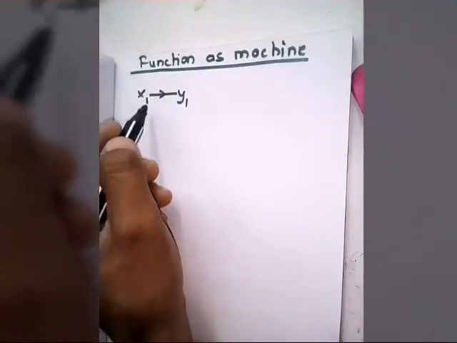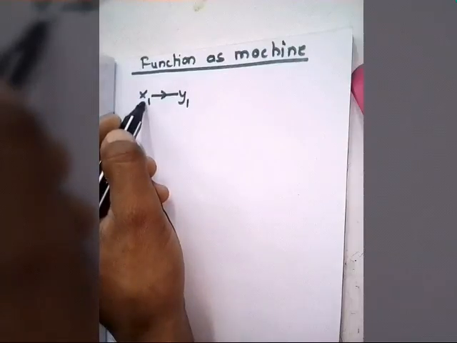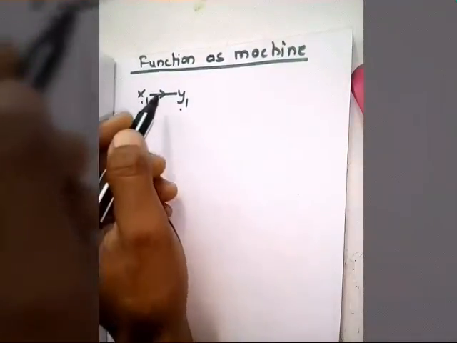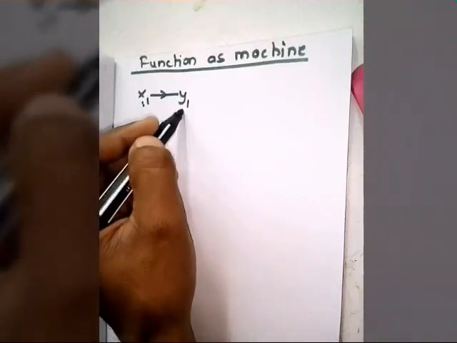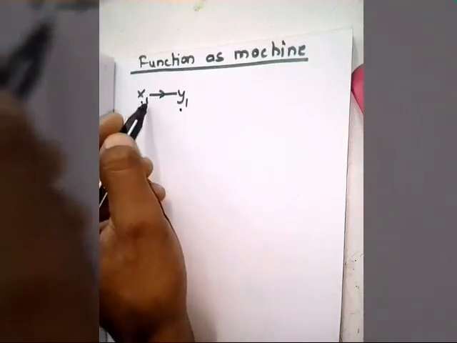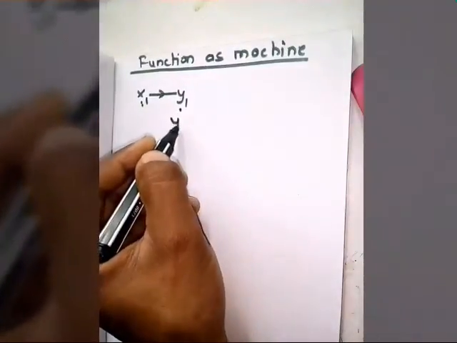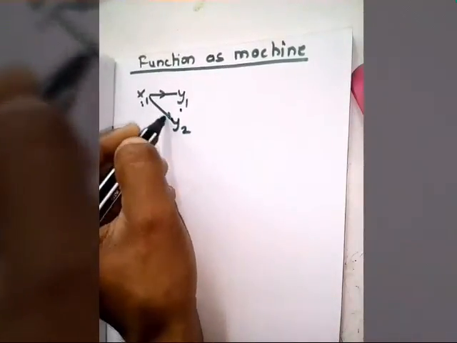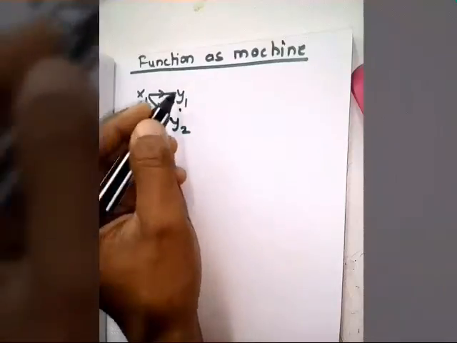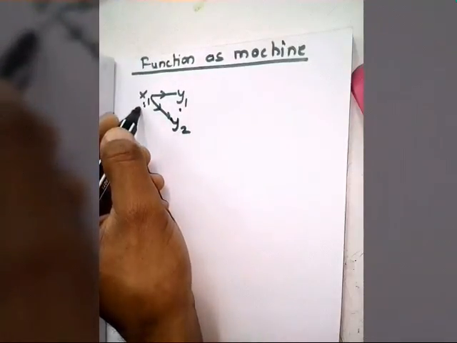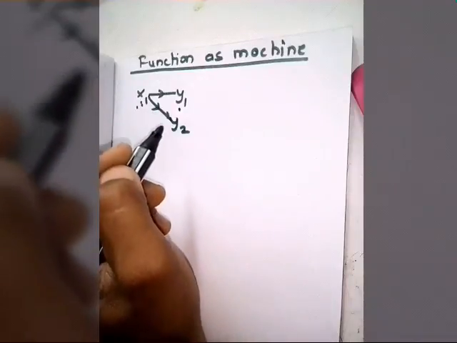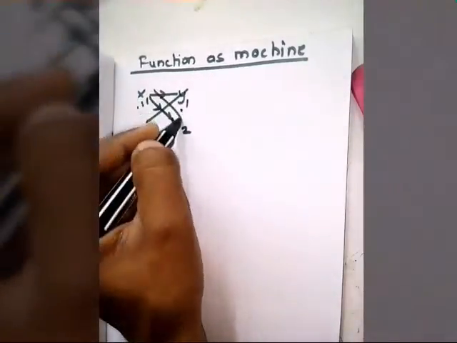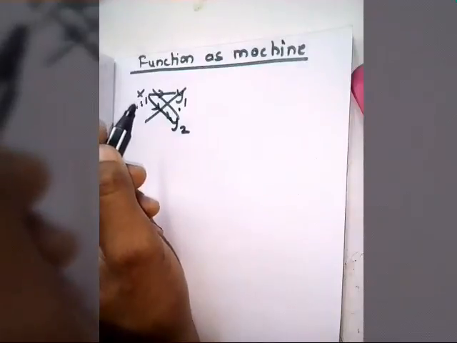Okay, so if we have element x1 in X and there is element y1 in Y, they are connected. Now for every x1 there must be a unique element y1. It cannot have more than one. If x1 is connected to multiple y's, that means the x does not have a unique destination, it doesn't have a unique y. So this is not a function. That was the basic concept that we discussed.